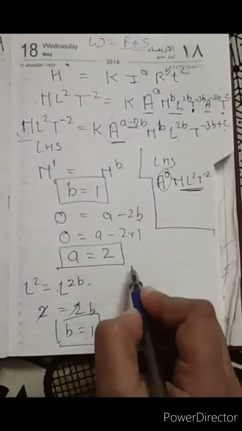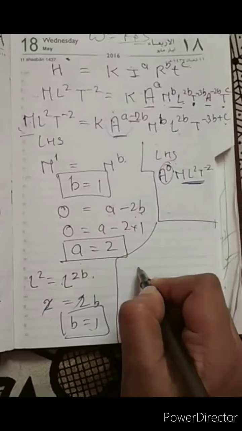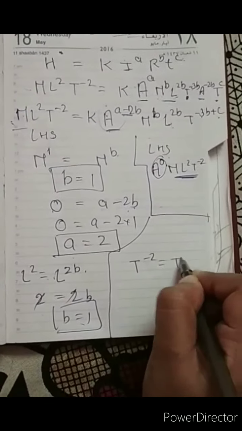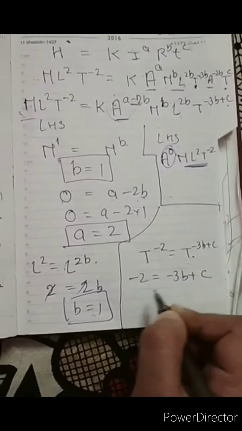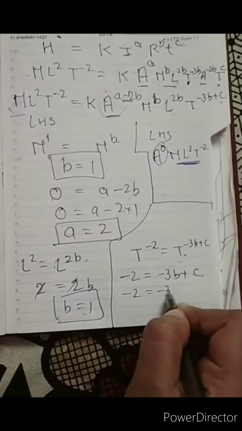Now next terminology is T. T to the power minus 2 is equals to T to the power minus 3b plus c. So same base, power minus 2 is equals to minus 3b plus c. I got b is 1, just put it: minus 2 is equals to minus 3 plus c, and if you add 3, minus 2 plus 3, that is plus 1 is equals to c. So c is equals to plus 1. Okay, again a, b, c, all quantities I got.